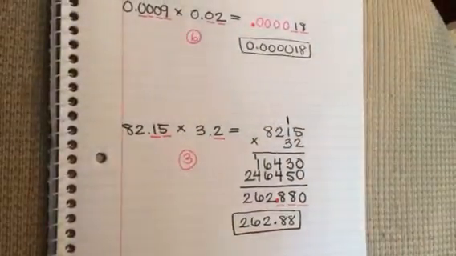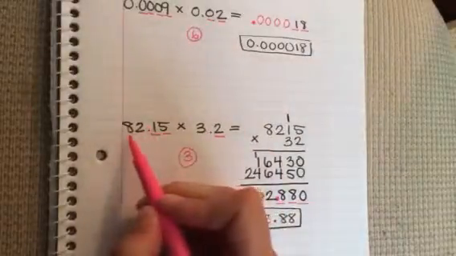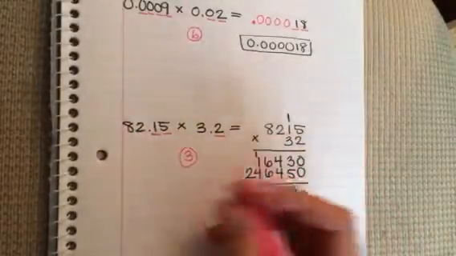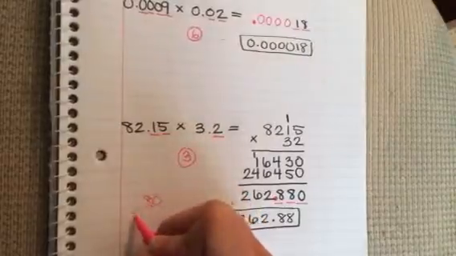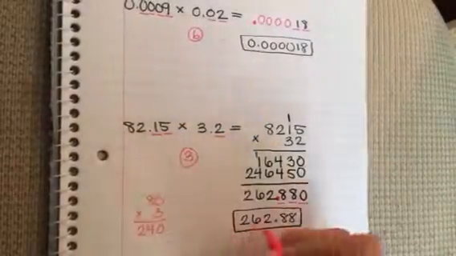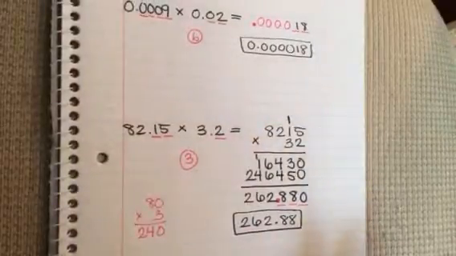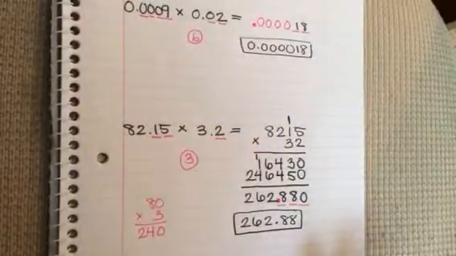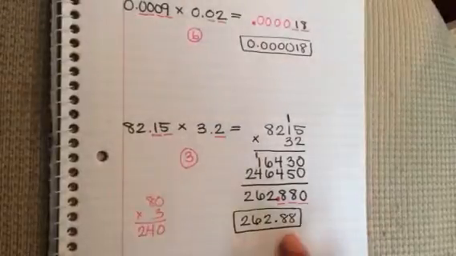Let's just do a quick check to see if that makes sense. This is close to 80, this is close to 3, so I can check that 80 times 3 would be 240, and I can see that my answer is close to 240, so I know that I've done my decimal places correctly, and this is my final product.